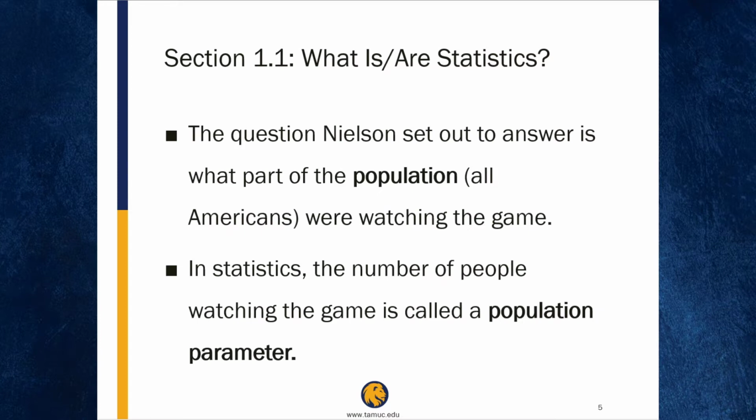So the question that they set out to answer with this statistical study is, what part of the population, which we're going to refer to here as all Americans, was watching the game? Now, that word population can refer to different groups, but this study specifically was looking at all Americans. And so in statistics, the number of people watching the game, so out of the population, how many were actually watching the game, is what's called the population parameter. That refers to the specific number they were trying to figure out, in this case, Nielsen Media Research, for that particular statistical study.